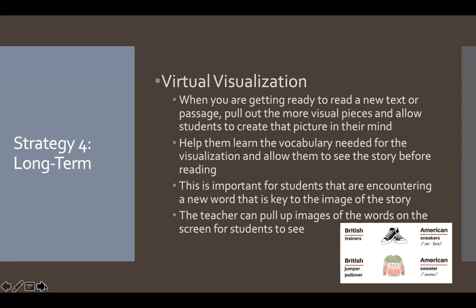So you want to provide them with the visual that when we see the word trainers, we know that they're talking about sneakers. Or same thing with the jumper. If they say jumper in the text, we know that they're talking about a sweater. So then your students don't get confused while they're reading the text. And this goes along with best practices 1 and 2 yet again.